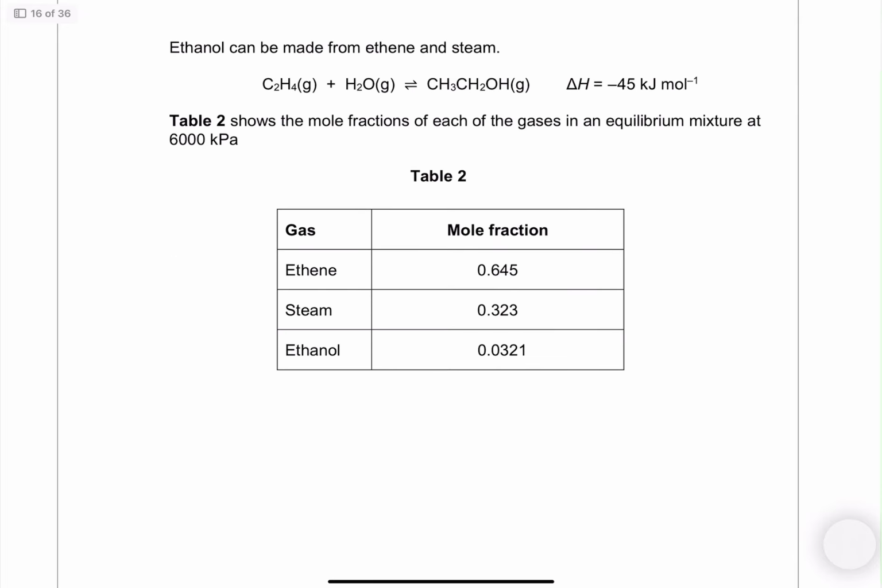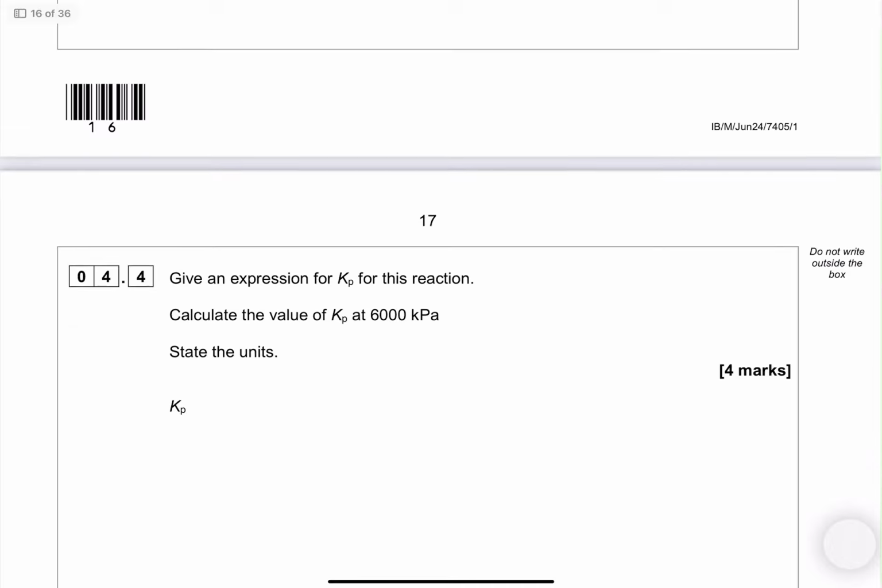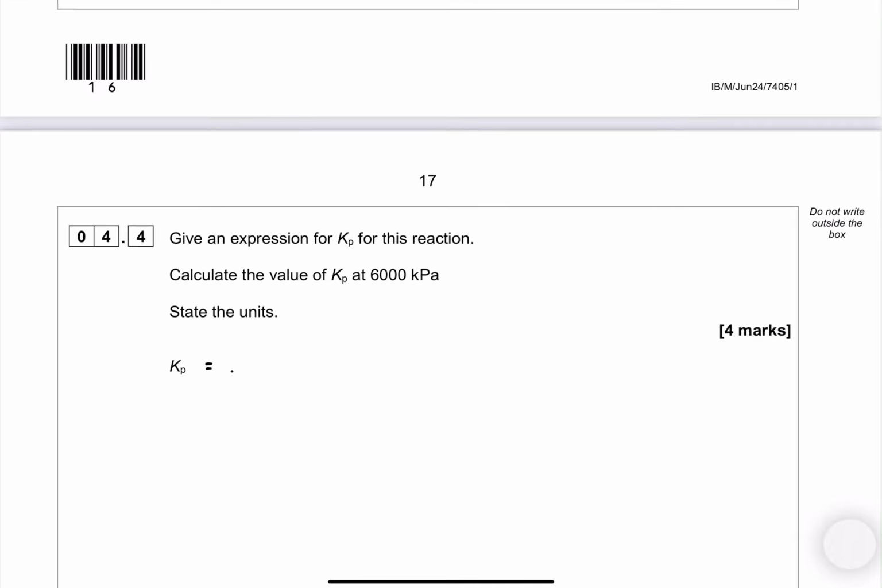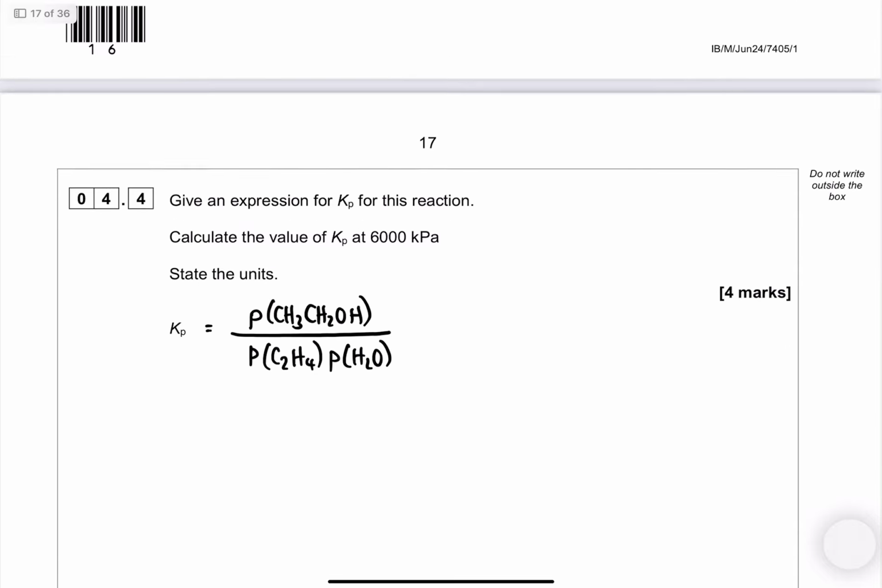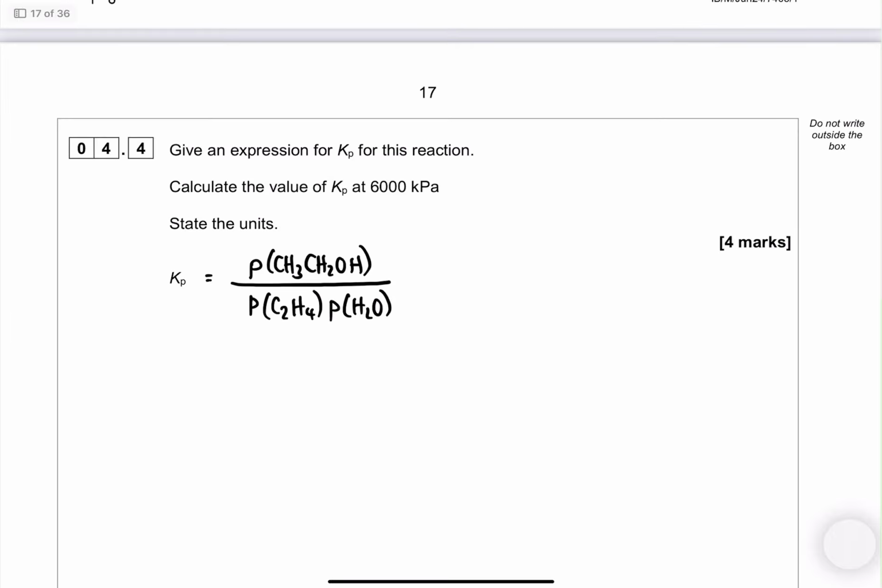Ethanol can be made from ethene and steam, and table 2 shows the mole fractions of each of the gases in an equilibrium mixture at 6,000 kPa. Okay, so over the page we're being asked to give an expression. So remember, it's the partial pressure of the products, and our product was ethanol, and there was 1 ethanol, divided by the partial pressure of the reactants, and we had ethene and steam. So make sure you don't use square brackets. It needs to be P for pressure and a rounded bracket.